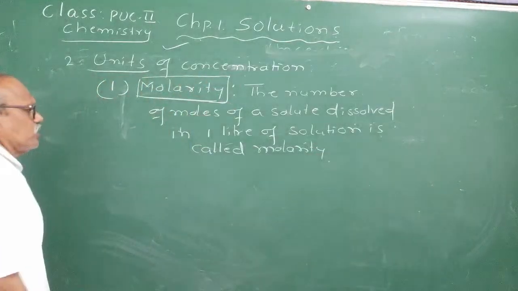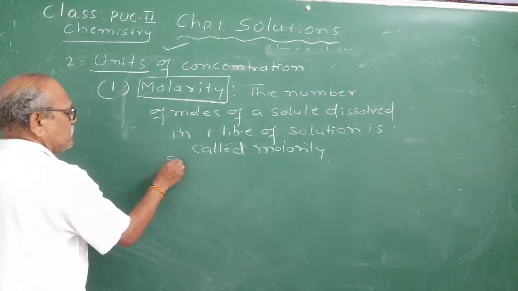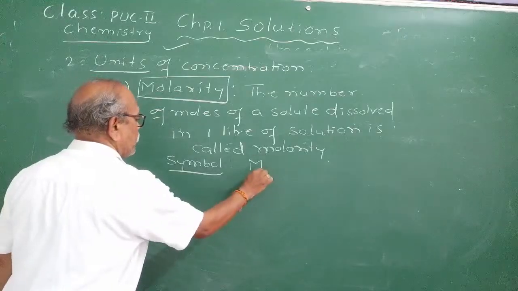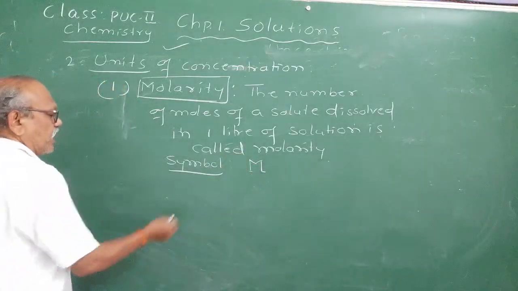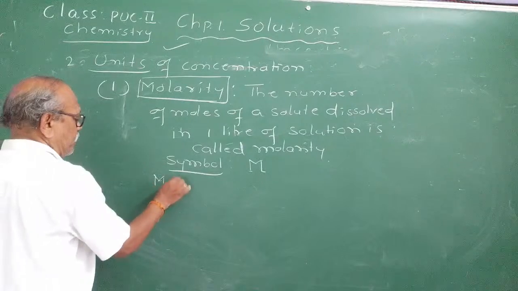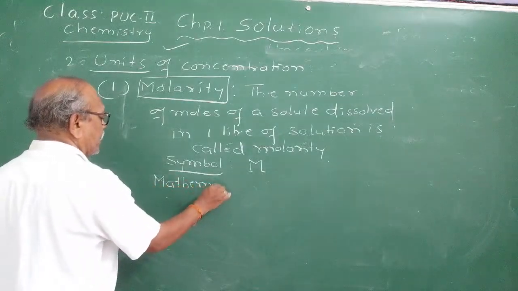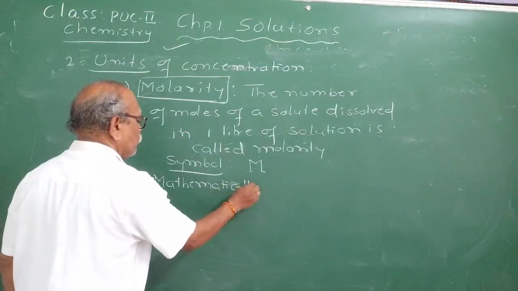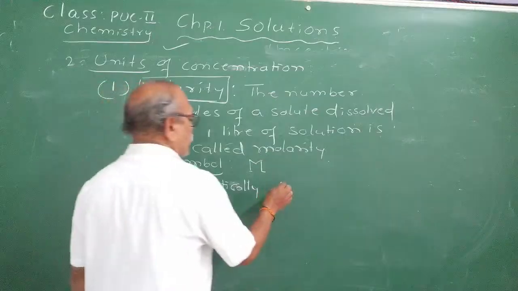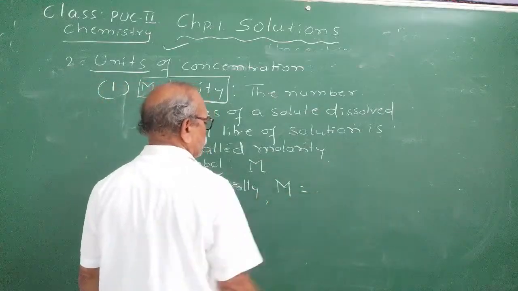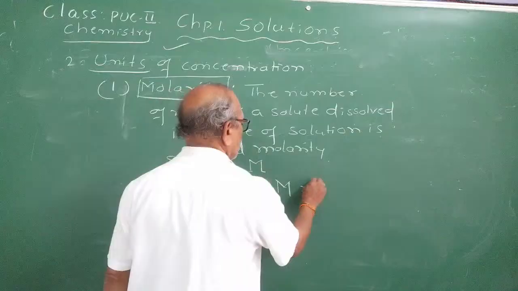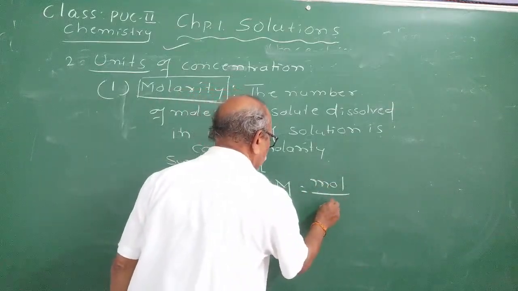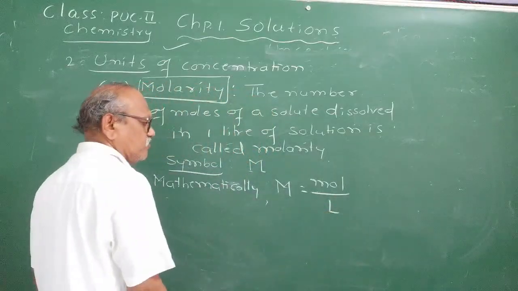Last class I was talking about the concentration. Generally the symbol used for molarity is capital M, and mathematically it is given by, what do you mean by moles? You studied mathematically. One of the important things is that molarity is equal to number of moles per dm cube. Generally we take mole per liter, right?